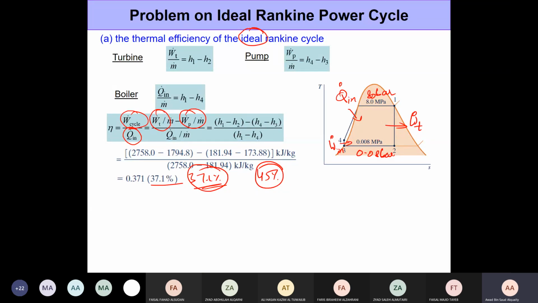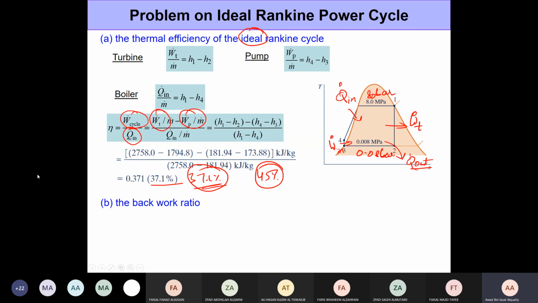And now you may ask what's happening with the rest. Well, the rest is simply being rejected to the surroundings. It's going as q dot out. So this is what's happening in here. All right, so the first part is done.